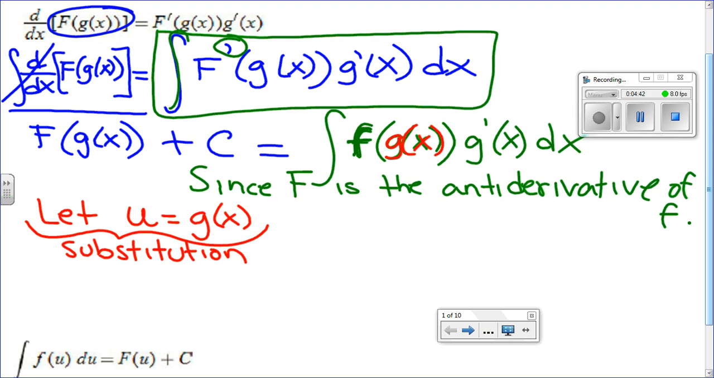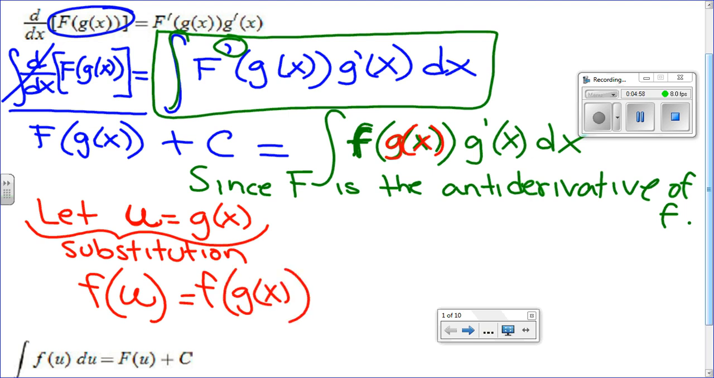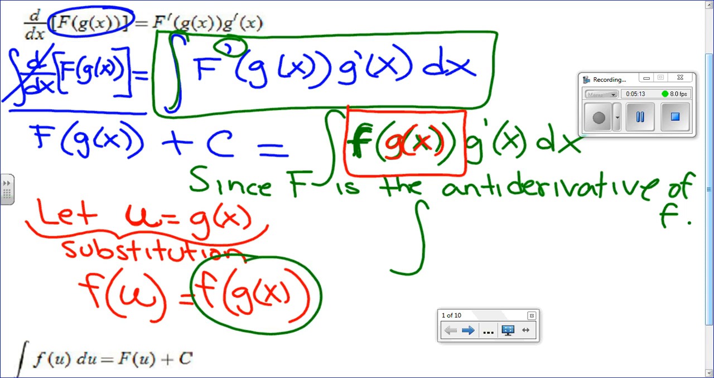Okay, so we do that. And just so you guys know what's going to happen, if we substitute u into the function, f of u is equivalent to f of g of x, right? That's why we can do it. So what we're going to say is that this whole part is going to be the integral. Instead of all of this, it's just going to be the integral of f of u. So we're substituting g of x with u, like that.